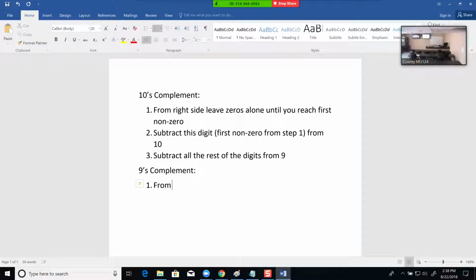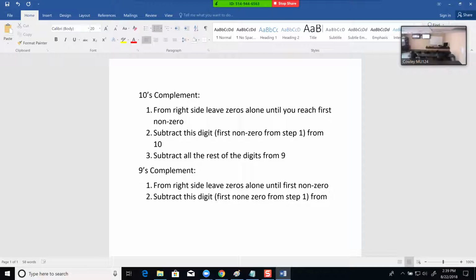Nines complement. First thing we're going to do, from the right side, we're going to leave zeros alone until the first non-zero. Step 2, we're going to subtract this digit, the first non-zero, from step 1, from 9. Step 3, we're going to subtract all the rest of the digits from 8. Now this is very specific. This is not diminished. This is the radix complement. So that's what these two apply to.